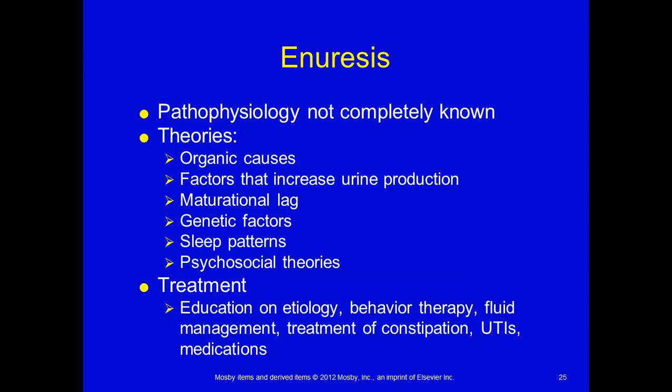And then treatment. Obviously, educate on the etiology, so try to get to the bottom of what some of these theories might be for this particular child. There are certainly things like behavioral therapy, and then obviously treatment of the organic problems. So is it a fluid management problem? Is it treatment of constipation? Does this child have a UTI? Is this child perhaps a new onset type 1 diabetic? Those types of things. But again, it can be pretty complicated, and it can take a long time to get these things sorted out.